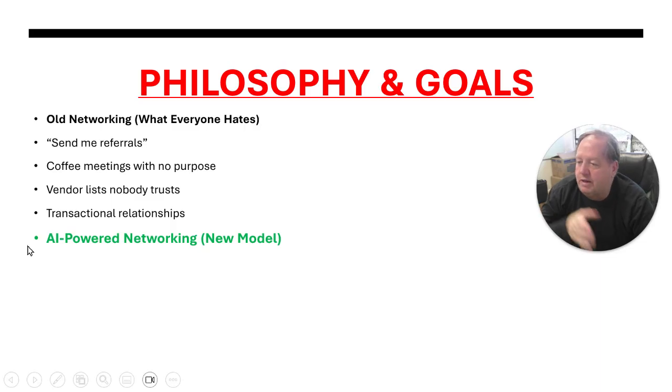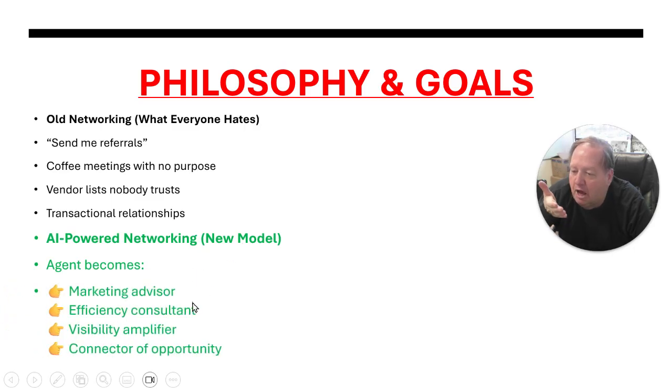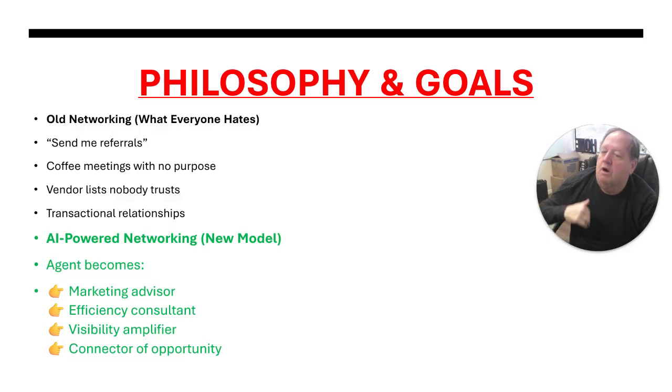But I think going forward, the AI-powered networking, right, our new model, has some differences. One, the agent is becoming a marketing advisor, an efficiency consultant, a visibility amplifier, and a connector of opportunity. Right? We're not going to businesses and asking what I can get from them. We're going to businesses and saying, here's what I can help you with. And if you're a decent human being, Mr. Business Owner, if I grow your business, guilt is going to make you help me grow mine. I don't ever want to say that out loud, but that has to be understood, right?